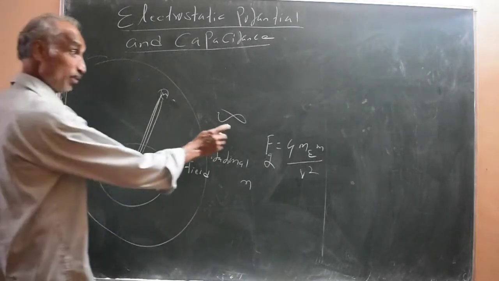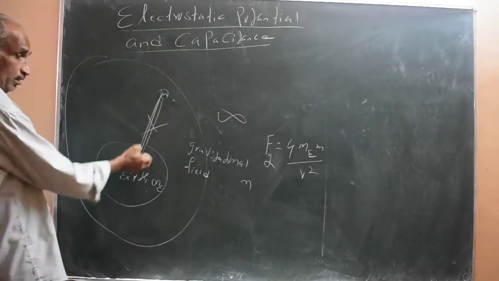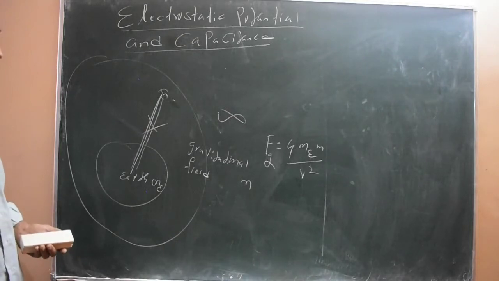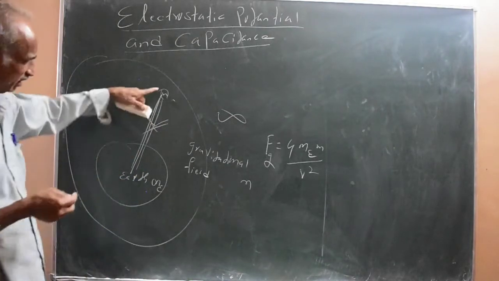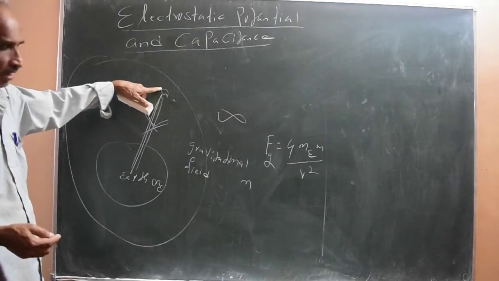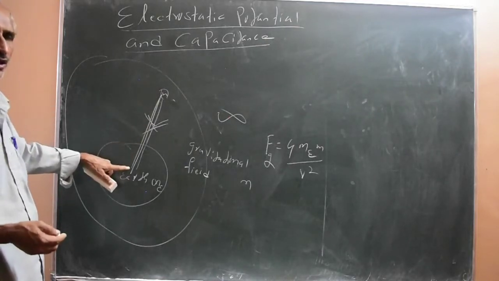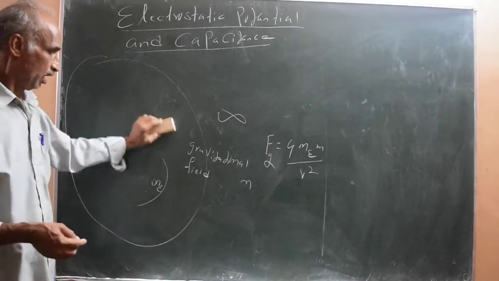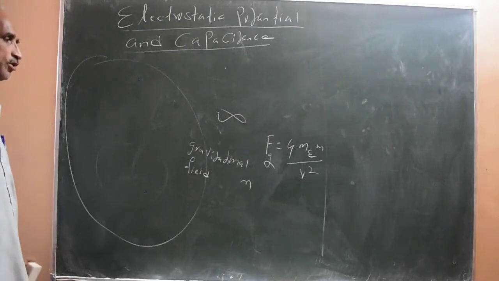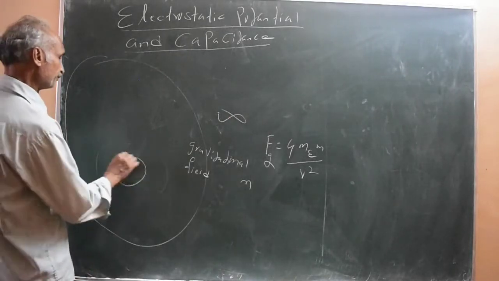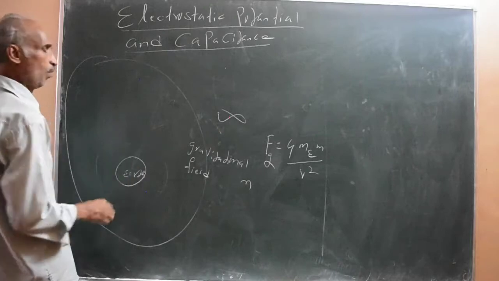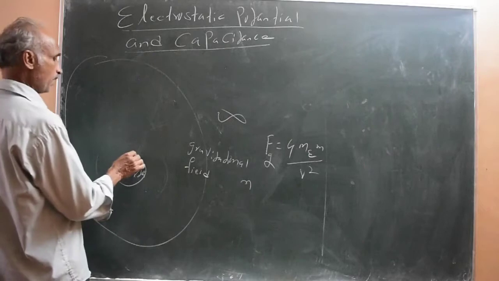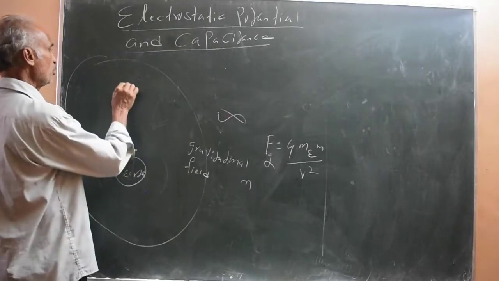This gravitational force is attractive in nature, meaning the Earth drags the body towards it by the gravitational force. Therefore it is attractive in nature. Now, there is a gravitational field around the Earth. Now a body of mass m is lifted from the surface of the Earth to a height h.